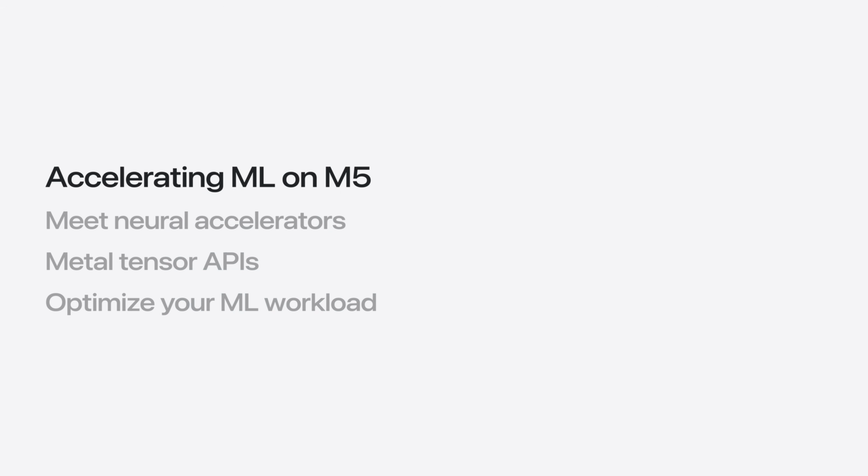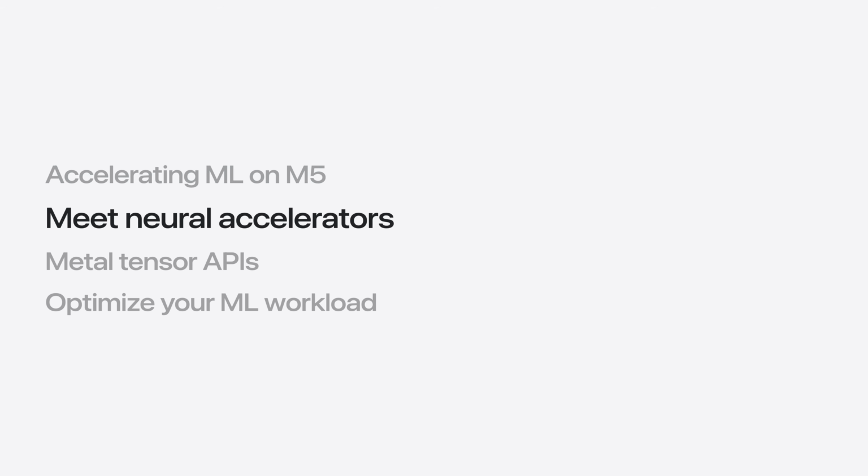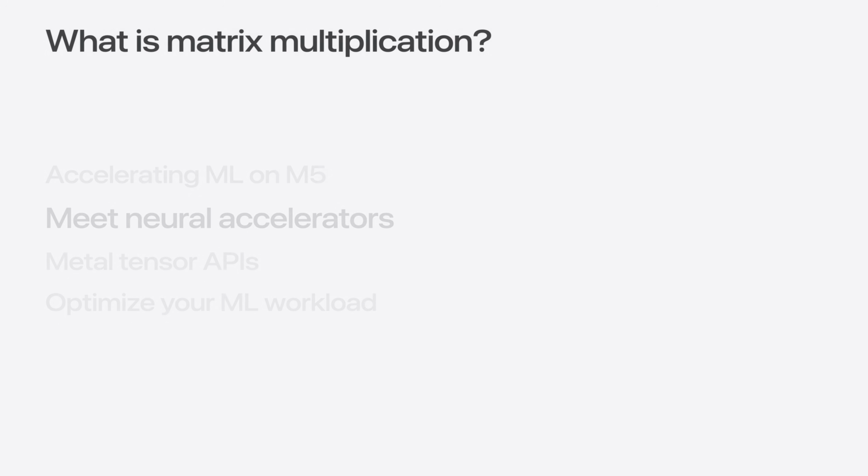That was a quick overview of the new M5 GPU. Now let's dive deeper into neural accelerators. The key takeaway is simple. Neural accelerators dramatically speed up matrix multiplication. Combined with the rate and bandwidth improvements we've discussed, this is what makes ML workloads run so fast on M5.